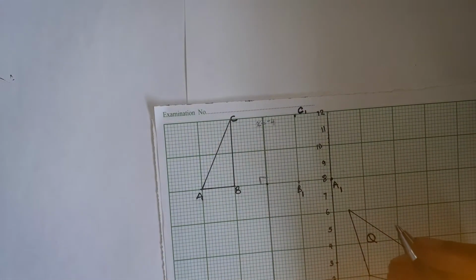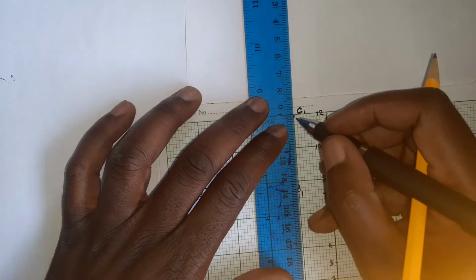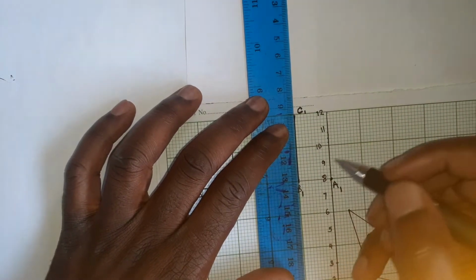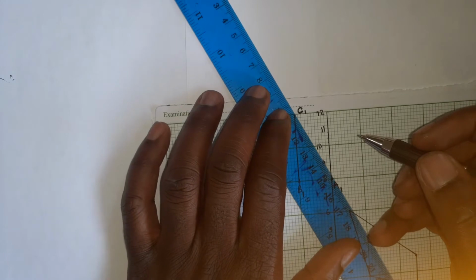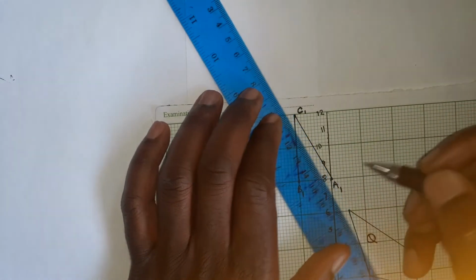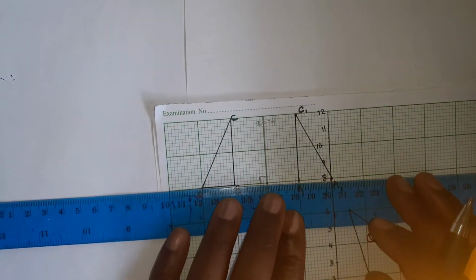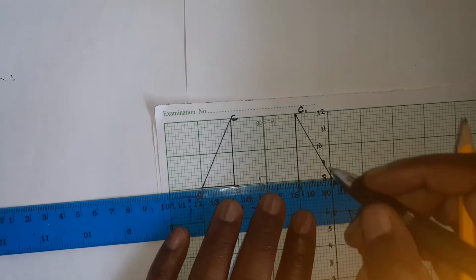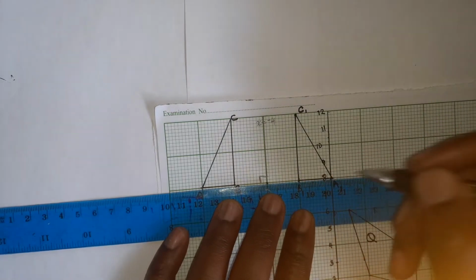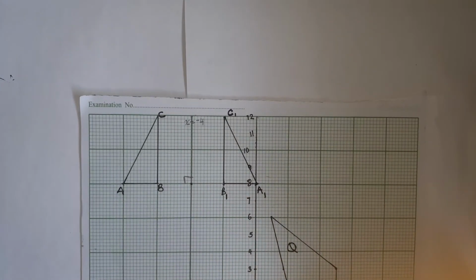So we join these to form a what? A triangle. We join these. Okay? So this is our image.